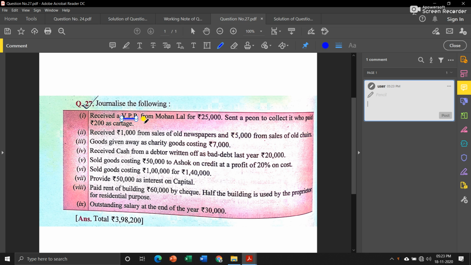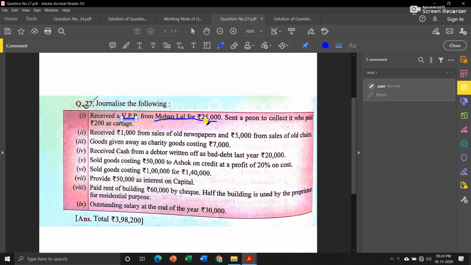In that case, as a buyer, what we are supposed to do is go to the post office, pay the amount of the purchase, and only then can we take the goods that we have ordered from our supplier from the post office. Now that is nothing but known as VPP. Okay, so in the first transaction, the question given is received a VPP from Mohan Lal for rupees 25,000.